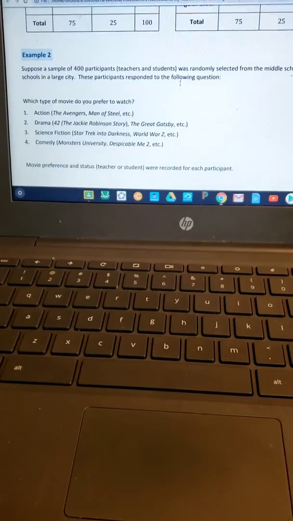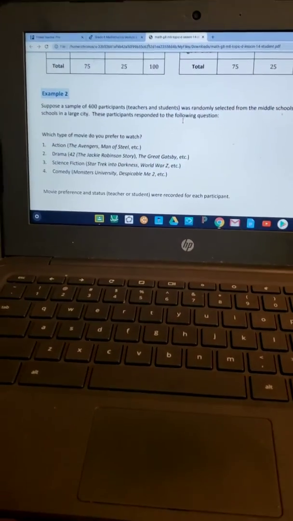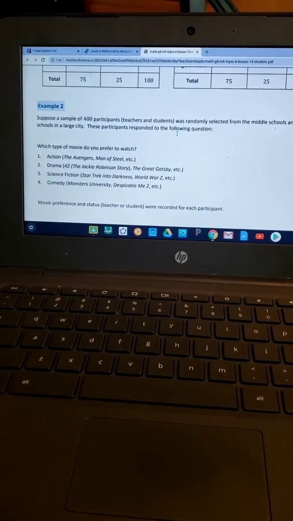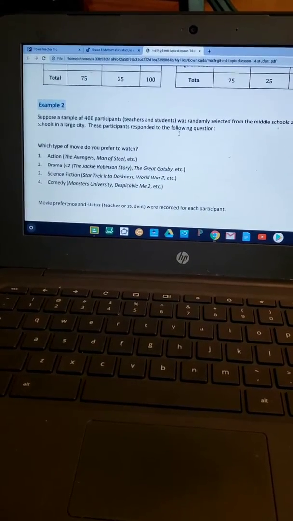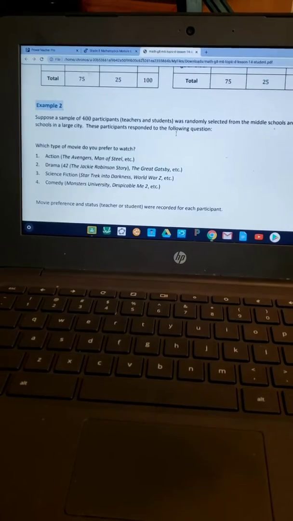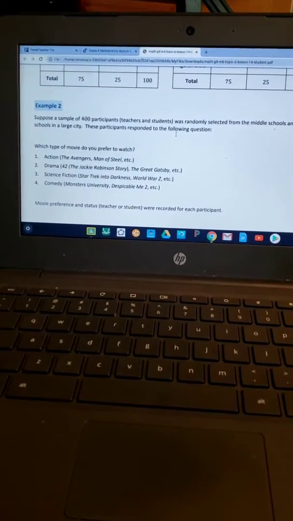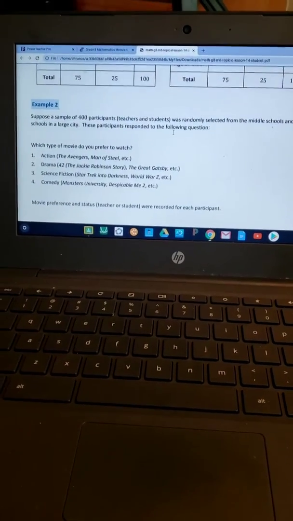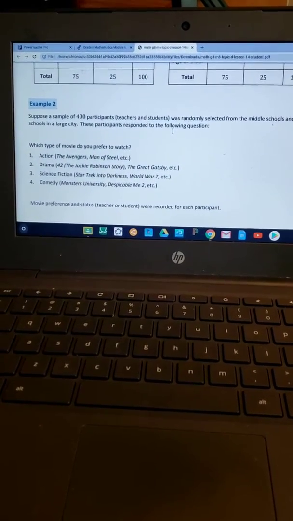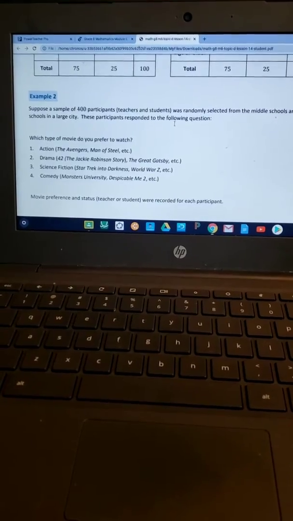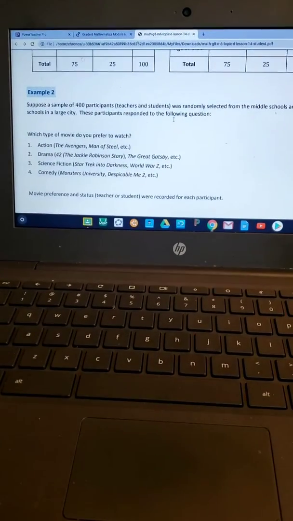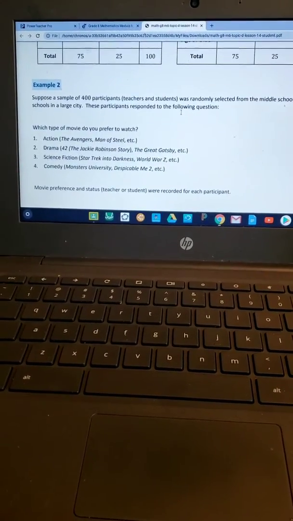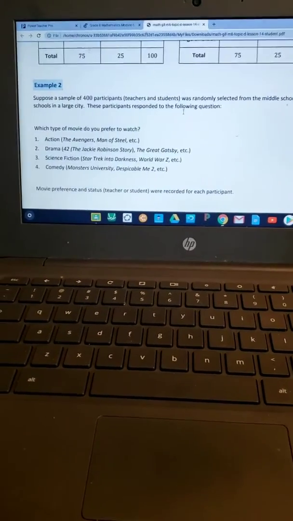Example number 2 says, suppose a sample of 400 participants, teachers and students, was randomly selected from the middle schools and high schools in a large city. The participants responded to the following questions. So we took 400 people, teachers and students, randomly selected them, and asked what type of movie they prefer to watch: action, drama, science fiction, or comedy. Movie preference and status was recorded for each participant.